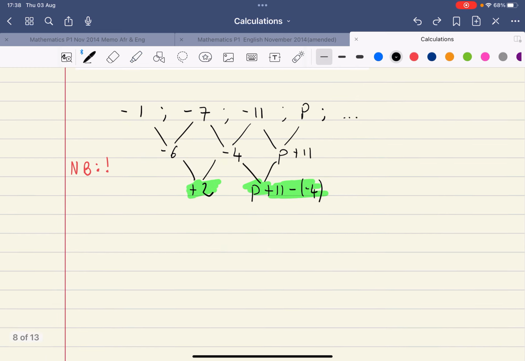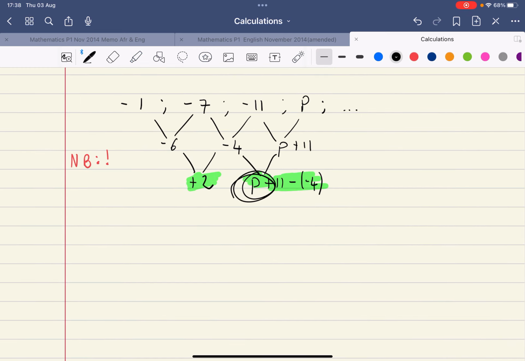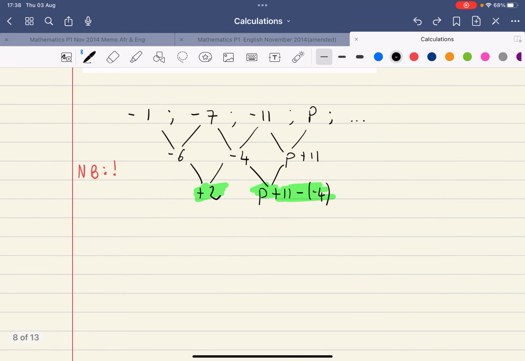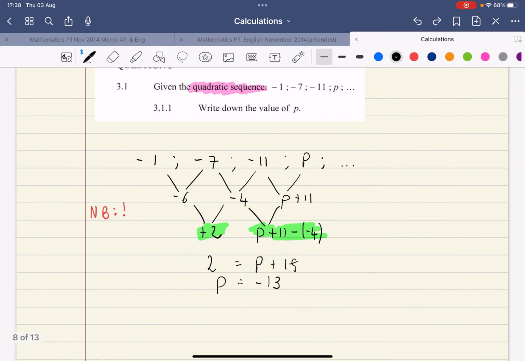And if you'll notice, we only have one unknown variable now, and that's the one we want to find. So we can solve for p. So let's do that. 2 equals p, that will be 15, and 2 minus 15 is minus 30. And we have solved for p, and that is the question solved.